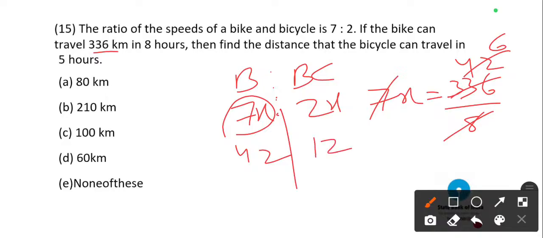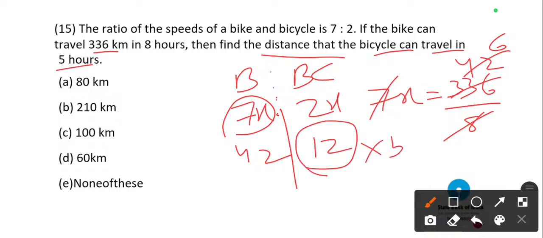Find the distance that the bicycle can travel in 5 hours. Bicycle speed is 12. 5 times that is the distance it will cover in 5 hours. 12 times 5 will be 60. So option D is the answer. Option D is the answer. Okay, by this we have completed the 15 arithmetic questions of today.